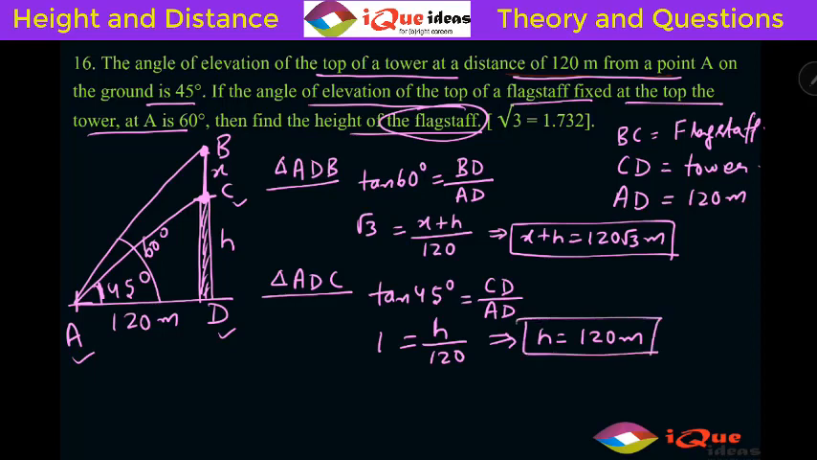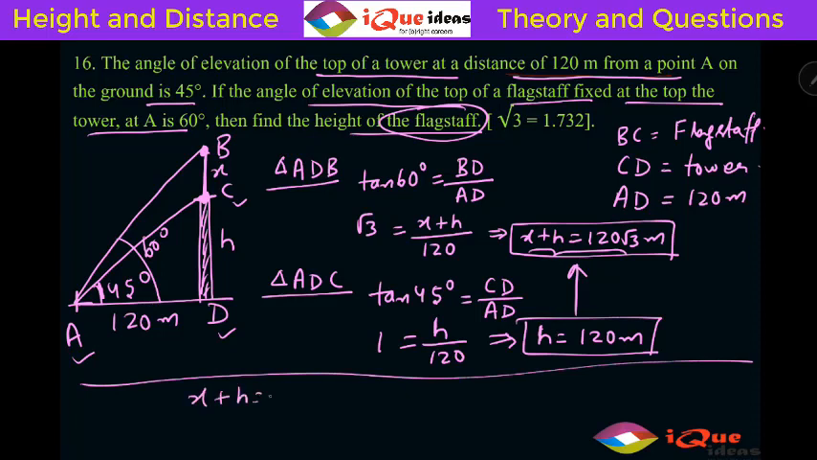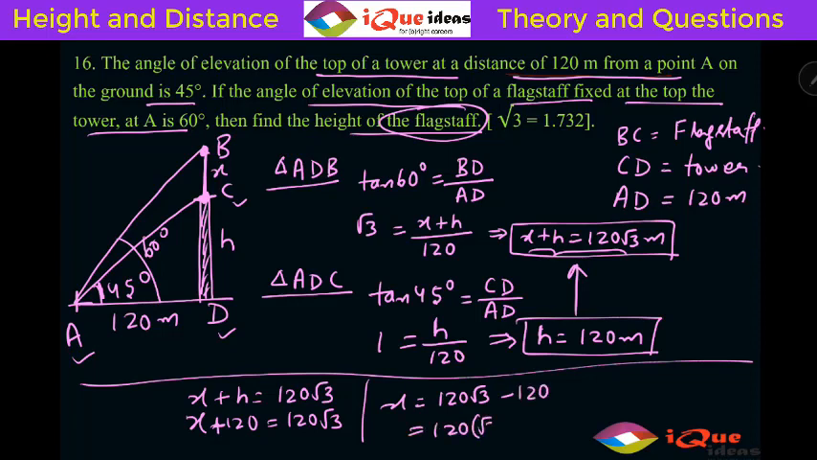So if you put the value of H in this first equation, you will get the value of X. So I put there X plus H is 120 root 3. So we put H equal to 120. We have X plus 120 equal to 120 root 3. So from here we get X is equal to 120 root 3 minus 120. Take 120 common, it is root 3 minus 1.